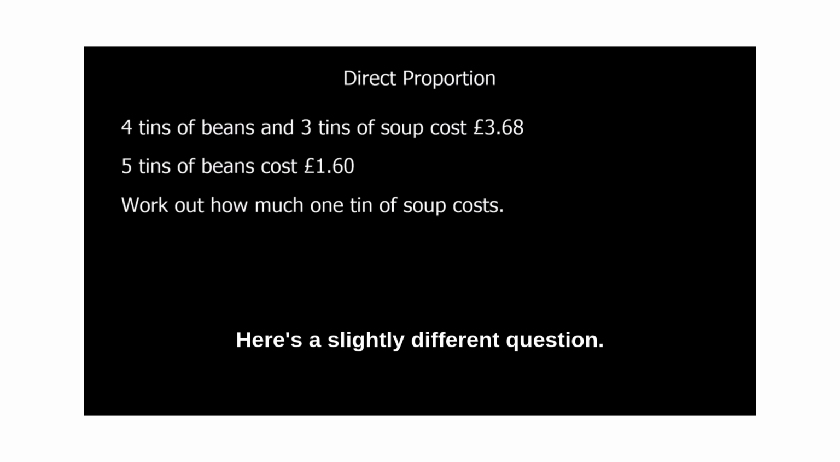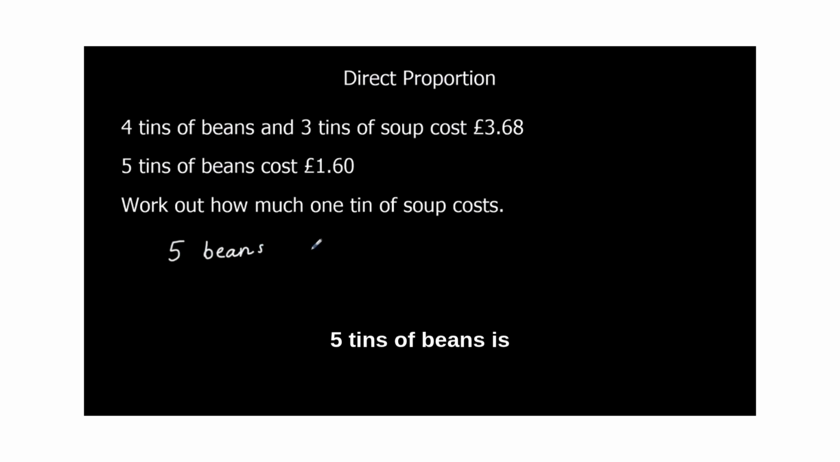Here's a slightly different question. So we've got 4 tins of beans and 3 tins of soup, costs £3.68. 5 tins of beans costs £1.60. Work out how much 1 tin of soup costs. So the number of tins of beans we buy is going to be directly proportional to how much we pay for the beans. So 5 tins of beans is £1.60 or 160p.